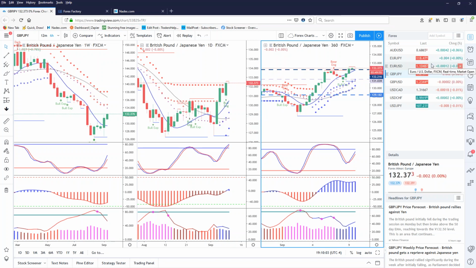Okay, but again, you need to see that support develop. Okay, any questions on the British pound yen?